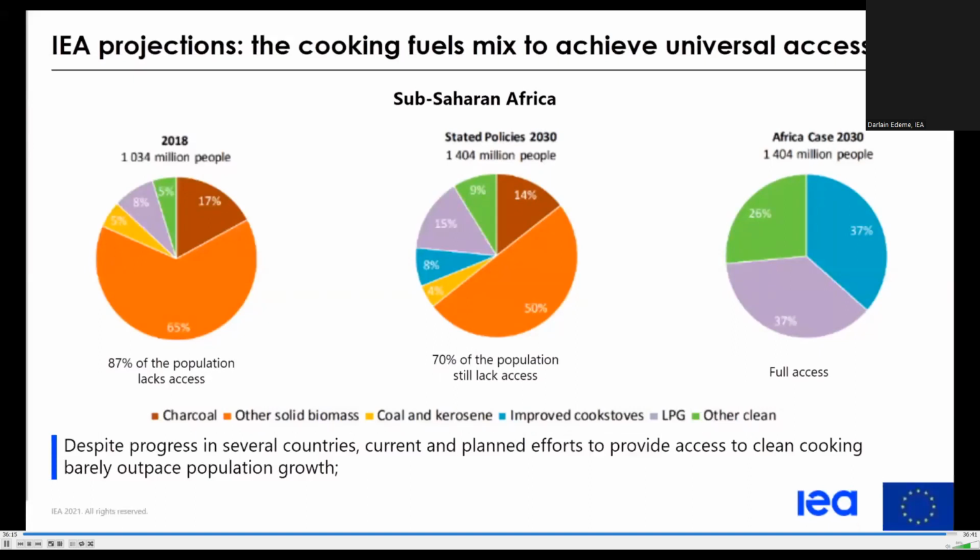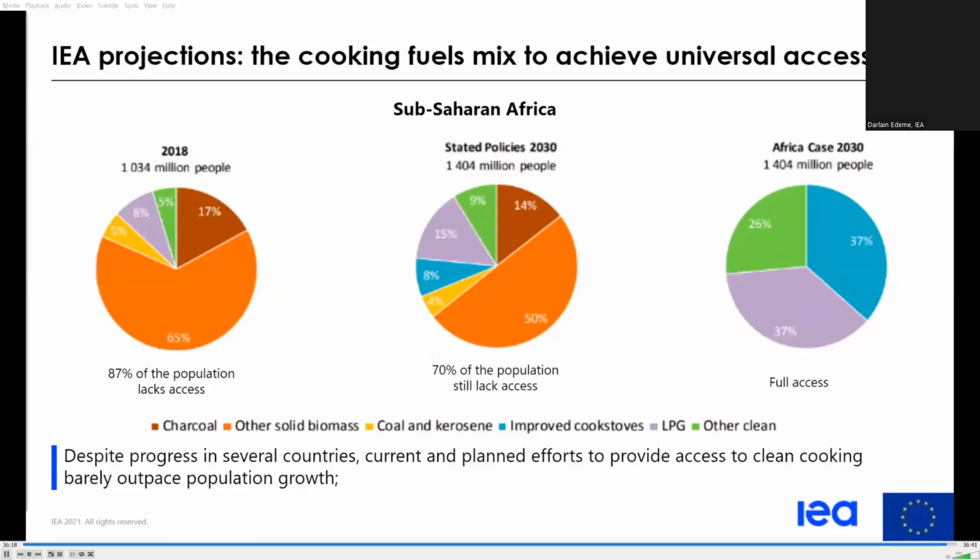Policies will continue to remain essential to push these solutions. In Cote d'Ivoire, for example, the national plan seeks to promote LPG use and increase efficiency of charcoal production. Therefore, despite progress in several countries, current and planned efforts to provide access to clean cooking barely outpace population growth.